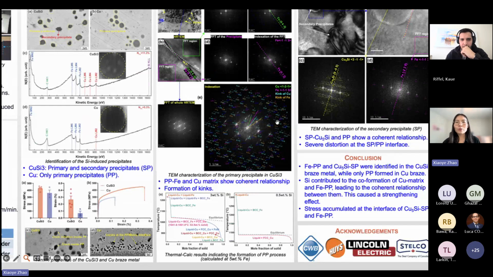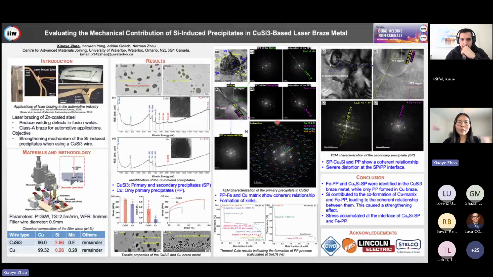So to conclude this work, I found a primary precipitate and a secondary precipitate in the copper silicon 3 braze, but only one primary precipitate in the copper braze. The silicon contributed to the co-formation of the iron and copper, which contributes to this coherent relationship and also to the improvement of the strength and strain. And finally, I also found that stress accumulates at the interface between the secondary and primary precipitates, which is the main reason for the crack initiating inside the particle for copper silicon 3.